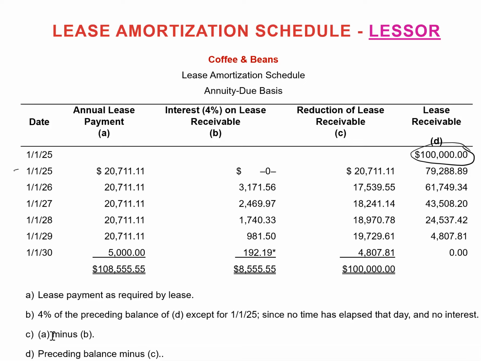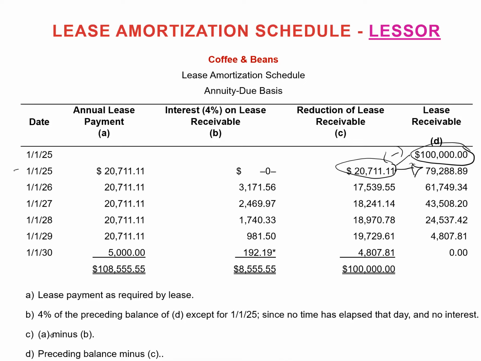On the very first day, the lessor received the first payment, which is $20,711.11, and then that will reduce the lessor's lease receivable. So if you subtract this $20,711 from $100,000, you will receive this $79,288.89. That's the lease receivable at the beginning.